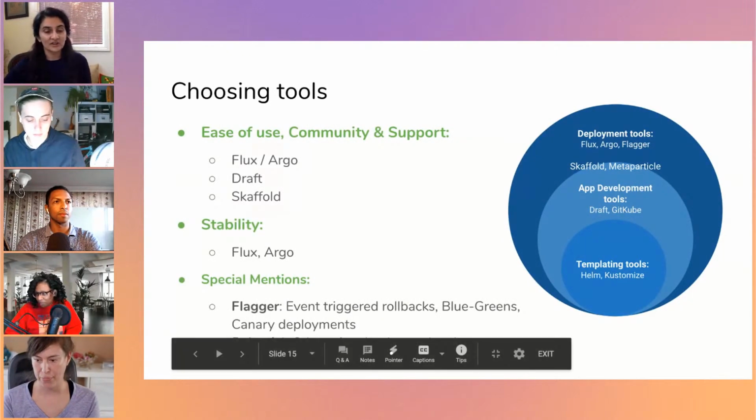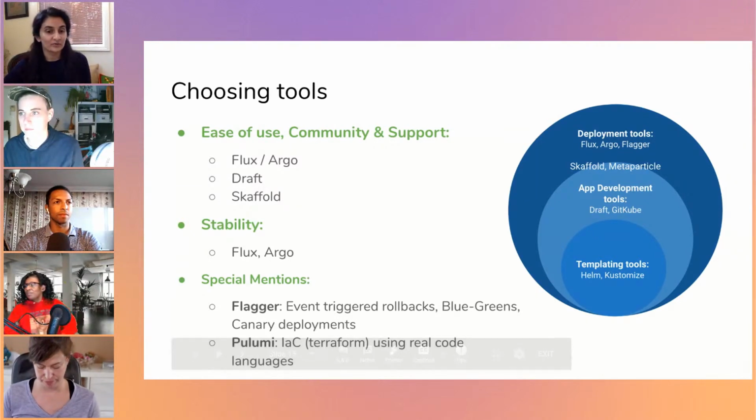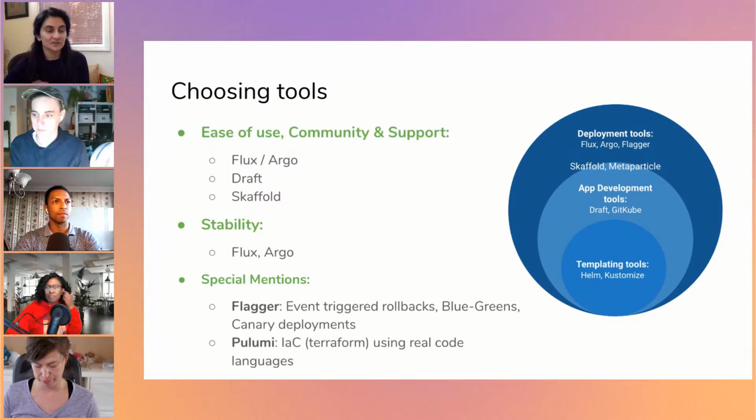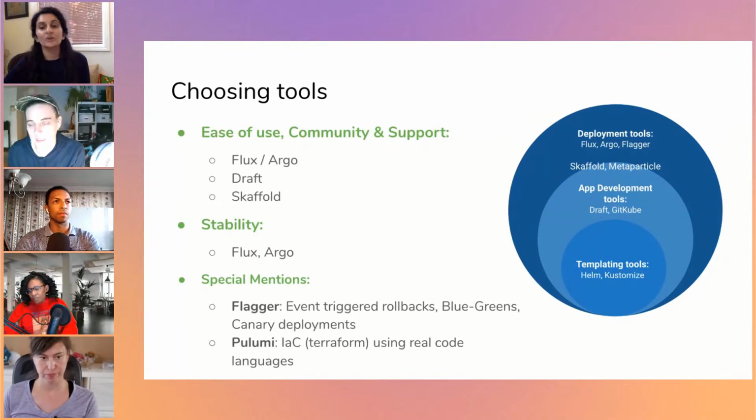Some special mentions here: first of all, when I started using these GitOps tools, they did not have support for canaries and blue-greens and special kinds of deployment models. Flagger is something that the Weaveworks people created, so you can use this specific tool in addition to Flux or Argo, and it does these special kinds of rollouts for you, like blue-greens and canaries, and it's got nice functionality on that side.